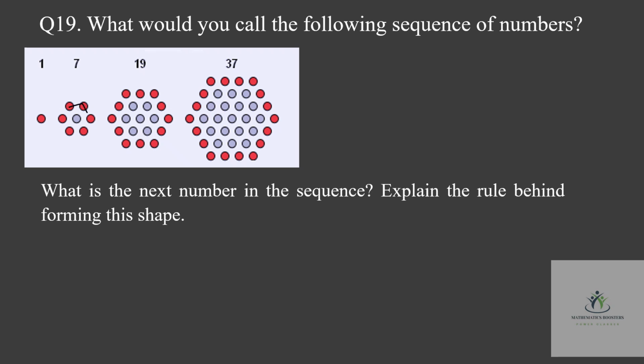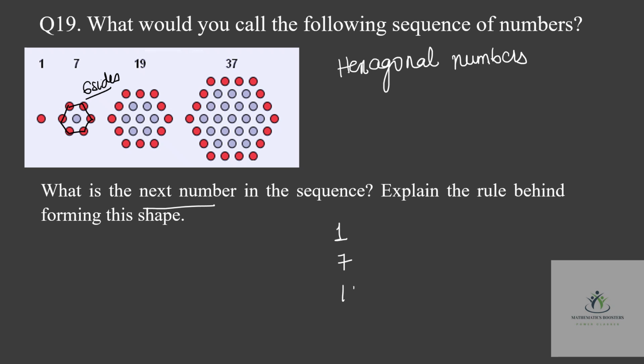First, let's draw what shape these patterns are giving. How many sides are there? There are 6 sides. So what do we call it? We call it hexagonal numbers. As there are 6 sides, it is a hexagonal number sequence. Second asks for the next number in the sequence. So it is 1, then we have 7, then 19, then 37.